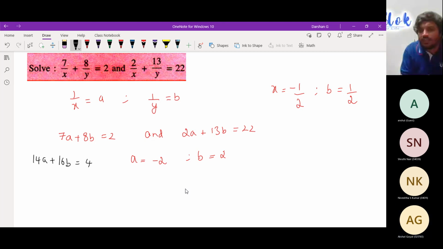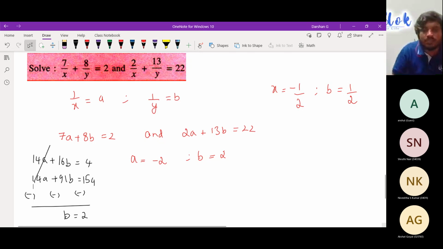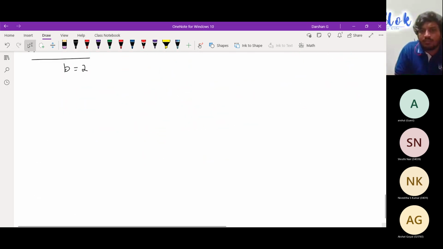16b equals 4, right? Yes, sir. 14a plus 16b equals 4, and I did a second iteration: 91b equals 154. Yes, sir. 154. Shruti, please verify. 154. Okay, fine, no problem. So from here, Nivedita, you have to get b as 2, and that's very simple. Moving on to the next problem.